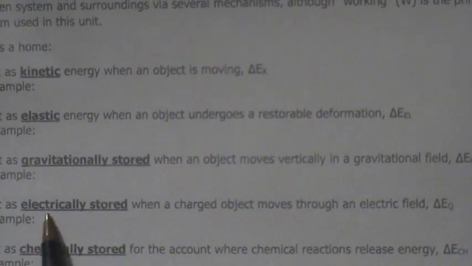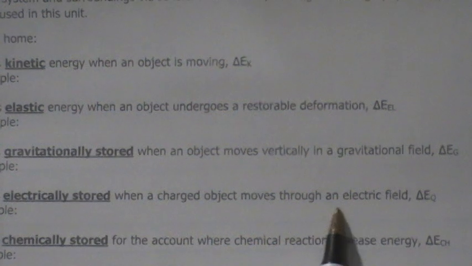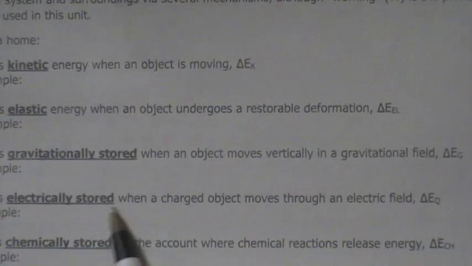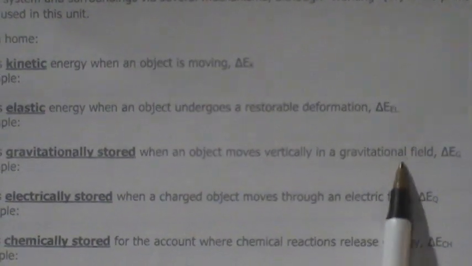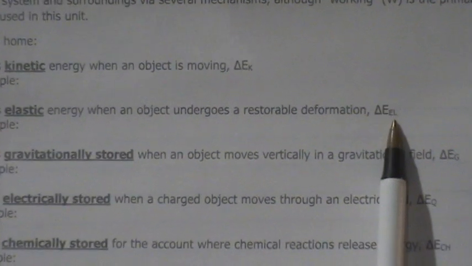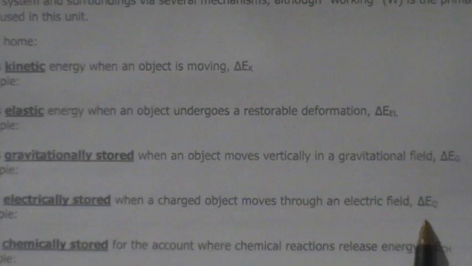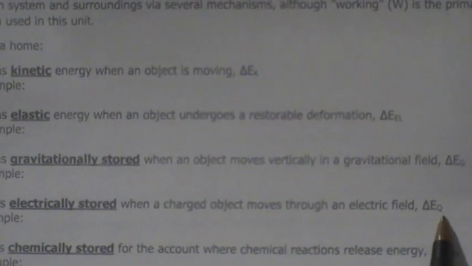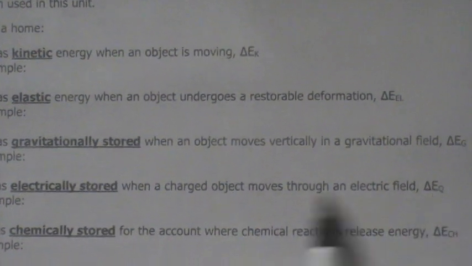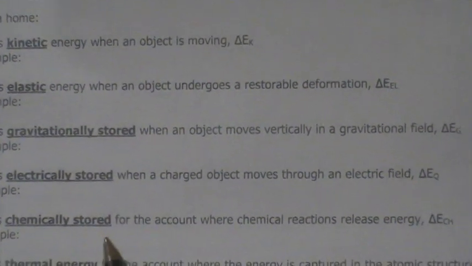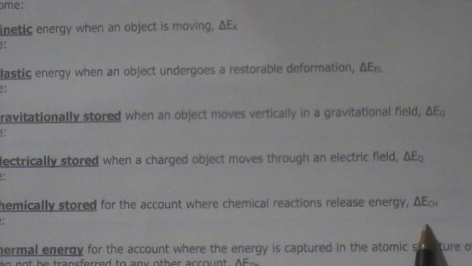Electrically stored is when a charged object moves through an electric field, meaning anything dealing with electricity. Sorry I didn't highlight these. Elastic is E with an EL. Gravitationally stored energy is E with the G. Electrically stored is E with a Q. Q is our symbol for charge, which we'll be looking at in the next unit, so that EQ might make more sense then. Chemically stored, where chemical reactions release energy.